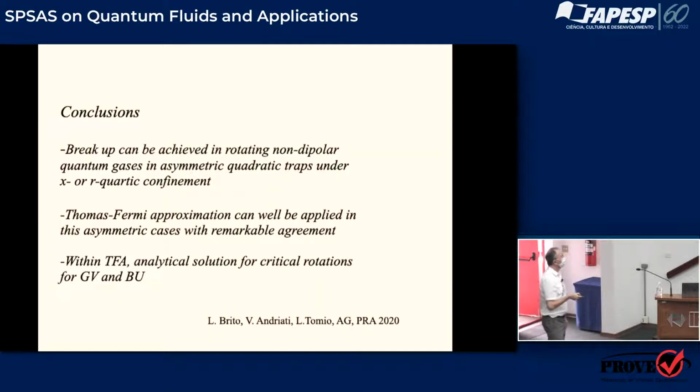So, conclusions of this first part: breakup can be achieved in rotating non-dipolar quantum gases in asymmetric quadratic traps under X or R quartic confinement. The Thomas Fermi approximation can be well applied in these asymmetric cases with remarkable agreement. And within the Thomas Fermi approximation, analytical solutions for critical rotations can be obtained for giant vortex and breakup. This is in PRA 2020. Okay.